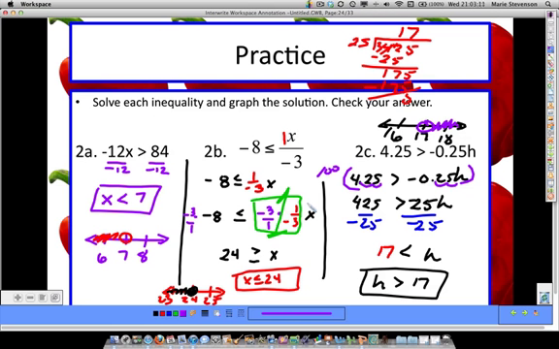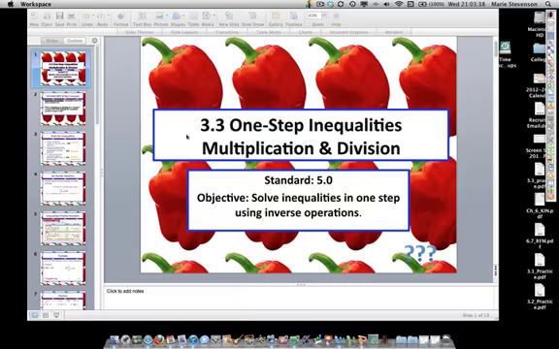Okay, so hopefully you got these right. If you didn't, then hopefully you figured out what you did wrong. The main idea for today is when you multiply or divide by a negative number, you must flip your inequality. Now, that's not the same as when you go to multiply or divide, regardless of whether it's positive or negative, if you end up with a negative answer, that doesn't mean you flip the inequality. It just means you have a negative answer, and that's fine.